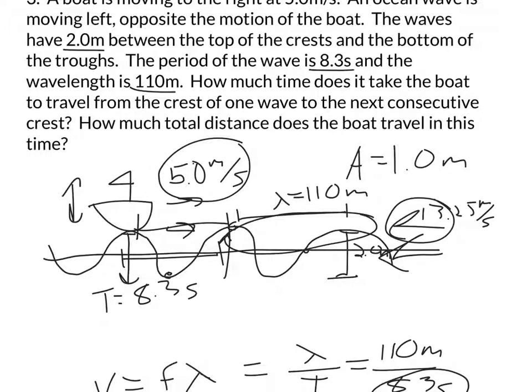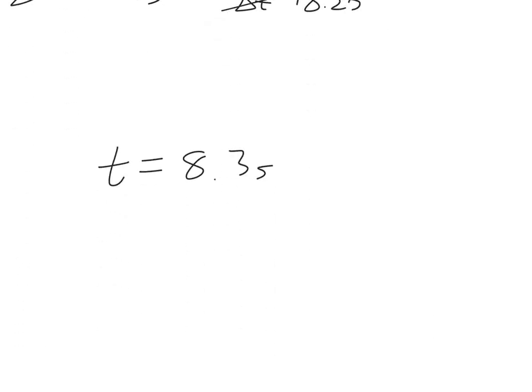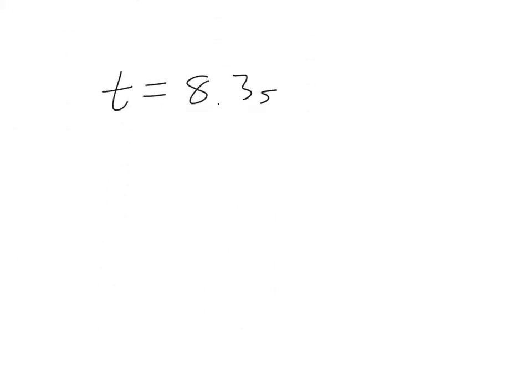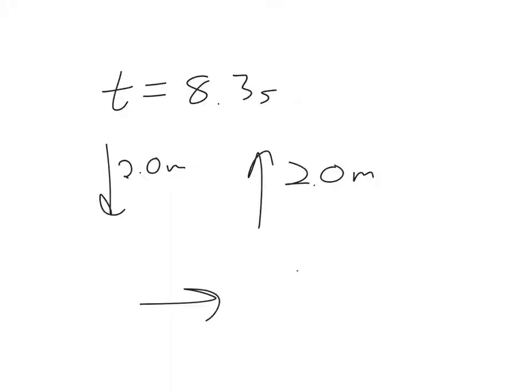So if you're going to calculate the total displacement, I'm just going to do this. It goes 2 meters, or not total displacement, total distance. The total displacement is different. So it goes down 2 meters. It goes back up 2 more meters. And then it travels forward for 8.3 seconds at a velocity of 5 meters per second.